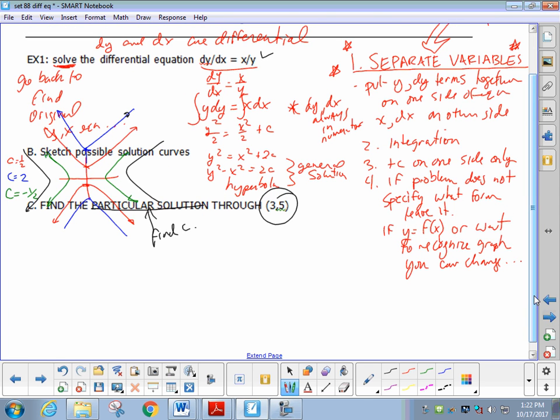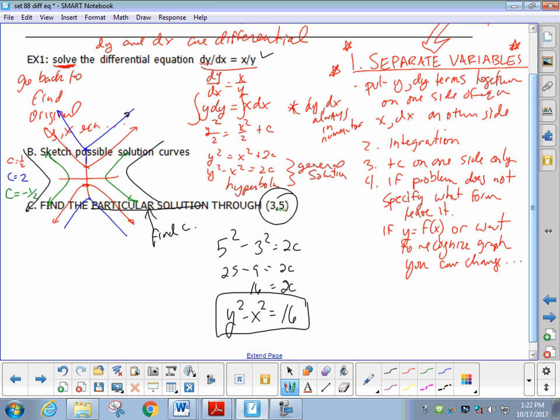So if you plug in the condition 5 for y, 3 for x equals 2c, I get that 25 minus 9 equals 2c, so 2c is 16. I actually want 2c. I don't really care about c. I want 2c so that I can write my final equation as y squared minus x squared equals 16. That's the particular solution, the single solution. So far, so good.